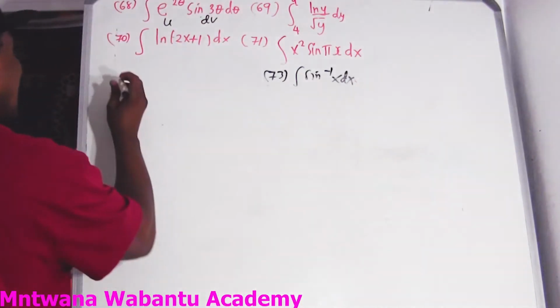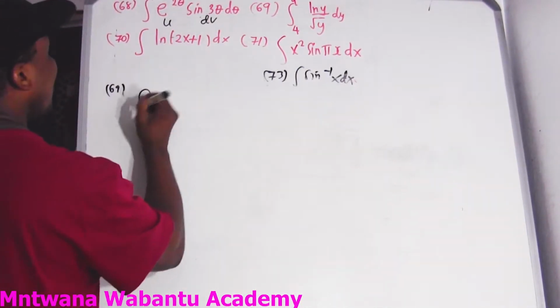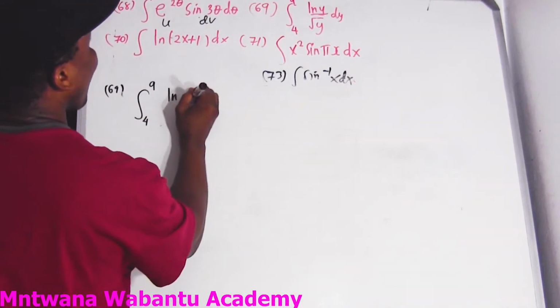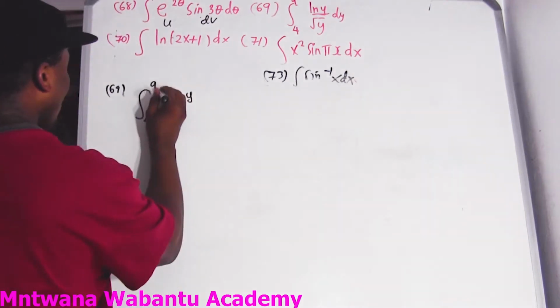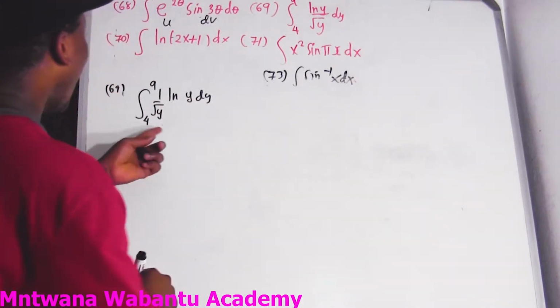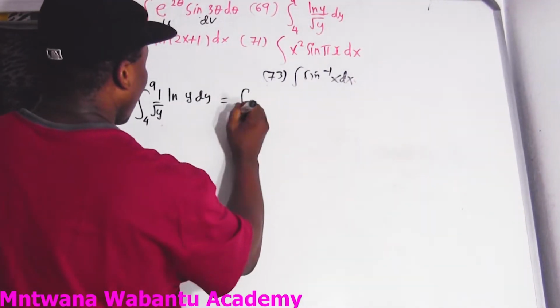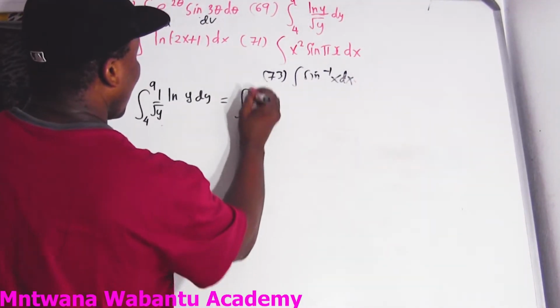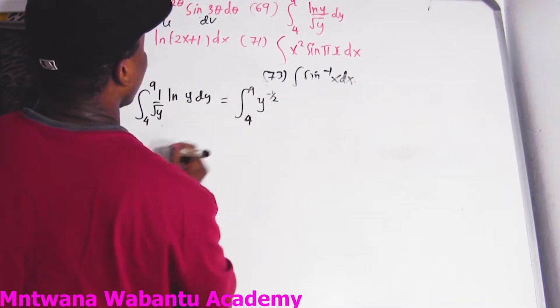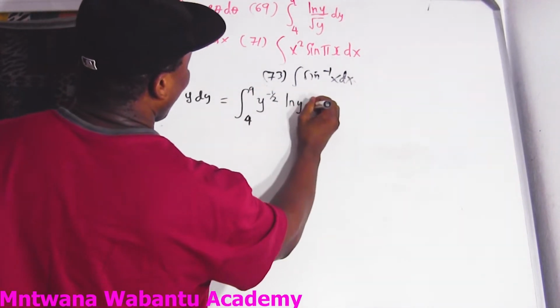So I'm going to go to question number 69. They give us the integral from 4 to 9 of ln of y, and they give us something in the denominator. I'm going to separate it because I know this is going to be integration by parts. Let me reciprocate. So this is going to be the integral from 4 to 9 of y to the negative a half, taking it to the top, times ln of y dy.